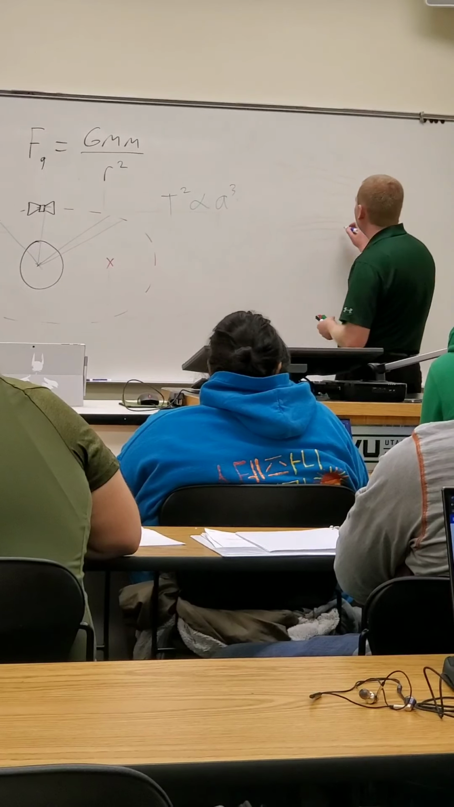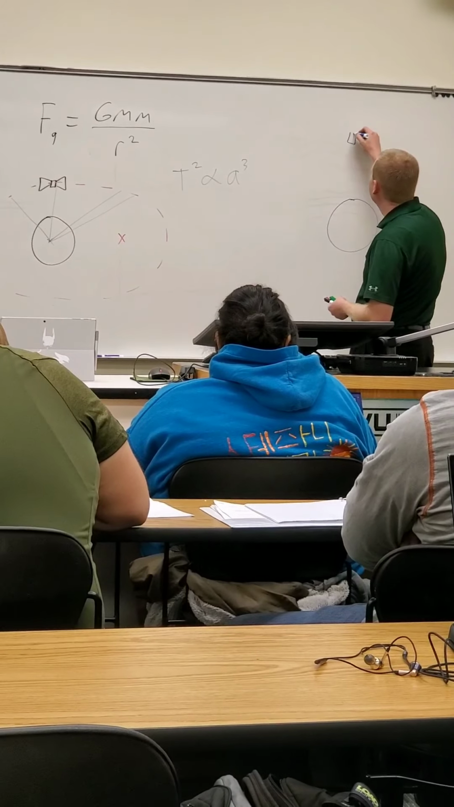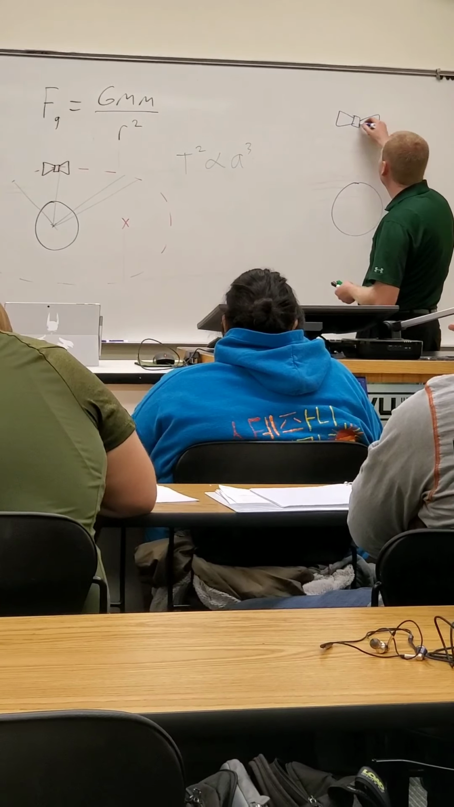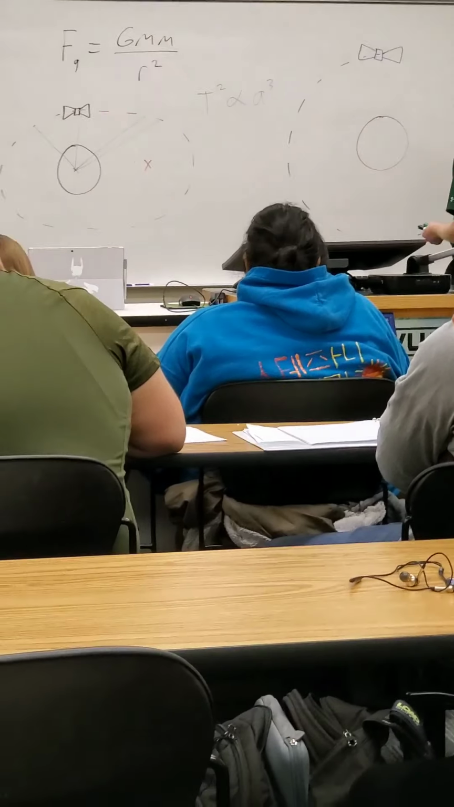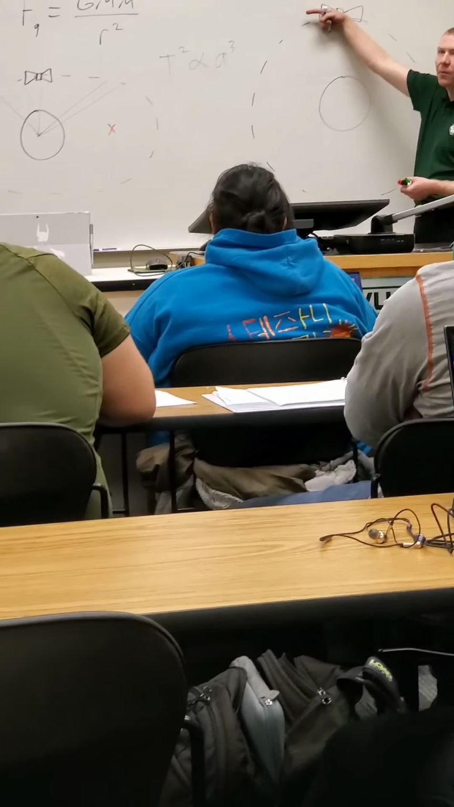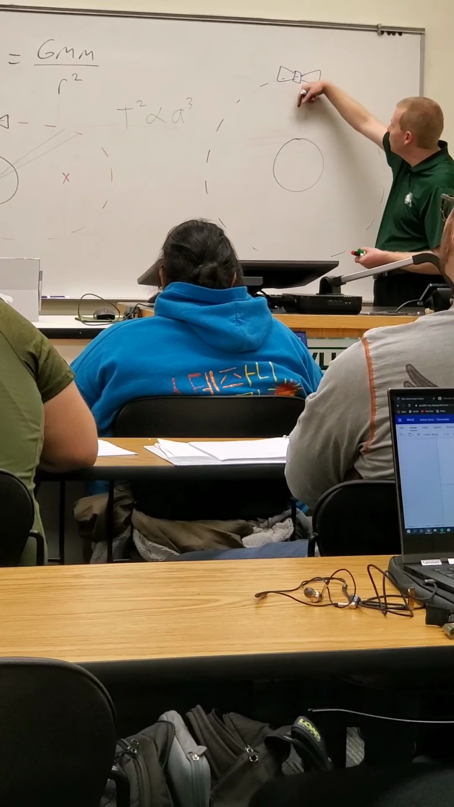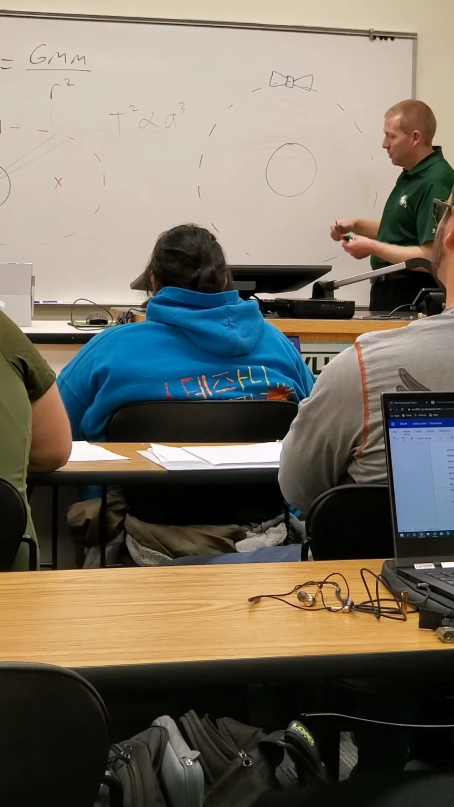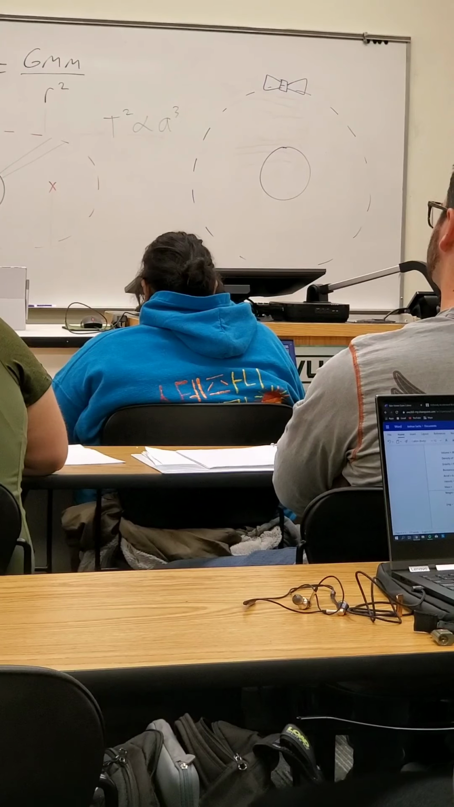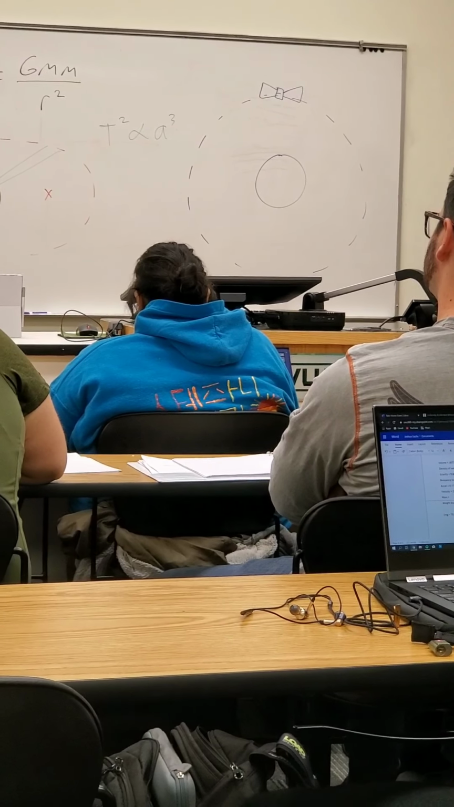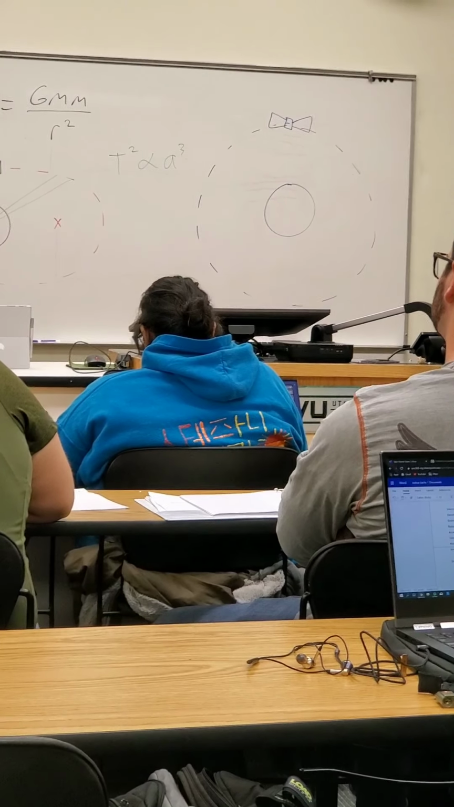We can have a satellite going around in a circle. We already kind of talked about this. It has a tangential velocity that points that way, acceleration points that way, and force points that way. Escape velocity.